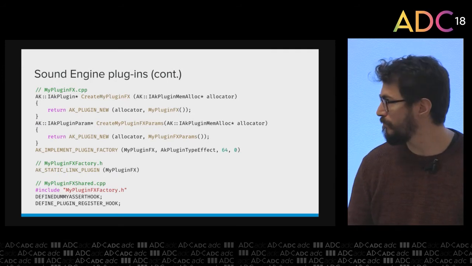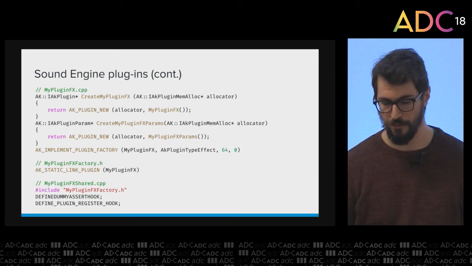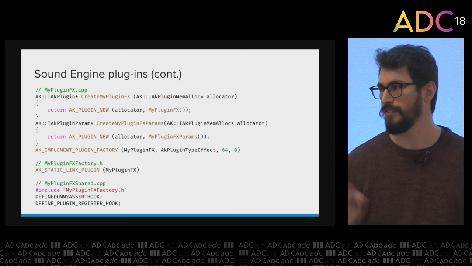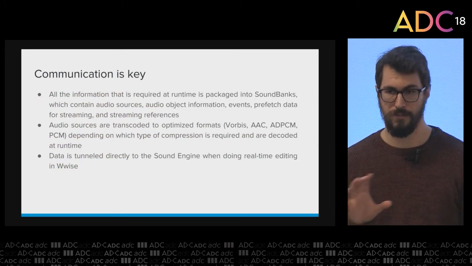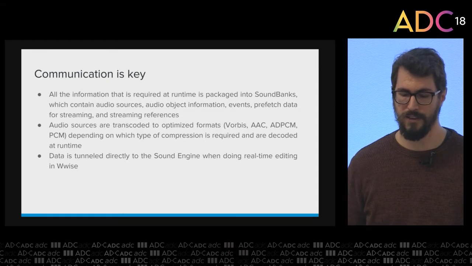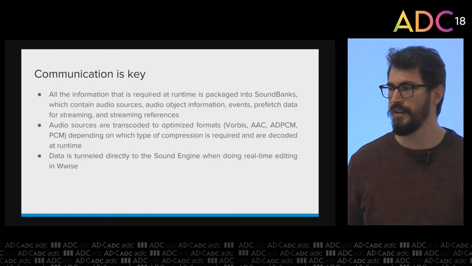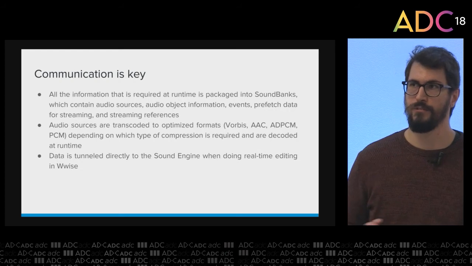Yeah, and then some bootstrapping code to actually allocate your plugin. I'm not going to go too deep into the bootstrapping code because, as you'll see later, we have a plugin generator that does all of this for you. So like I said before, sound banks are used to communicate between the authoring plugin and the sound engine plugins. When you're doing real-time editing inside of the authoring tool, the data is actually tunneled directly in memory. Whereas in a typical game scenario, the sound designer would do all of his work in Wwise and then export the sound banks into a binary format, and that would get loaded by the sound engine later when the game runs.